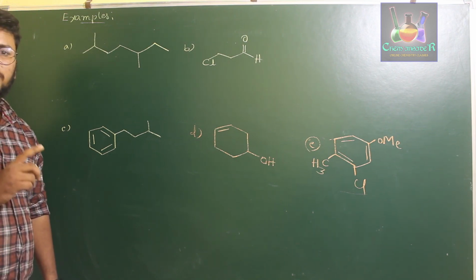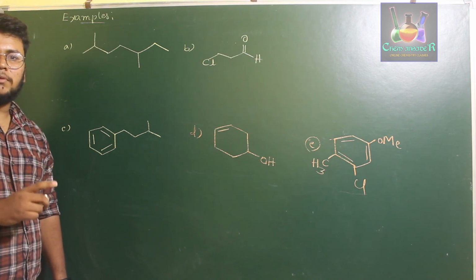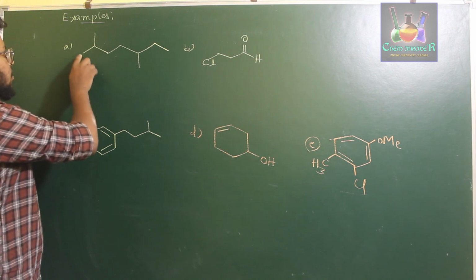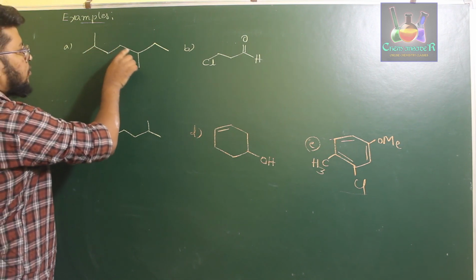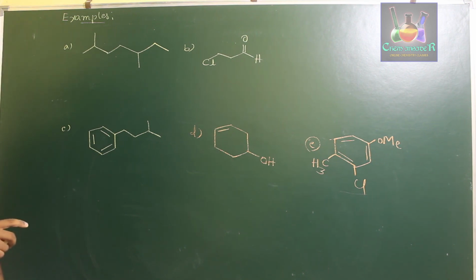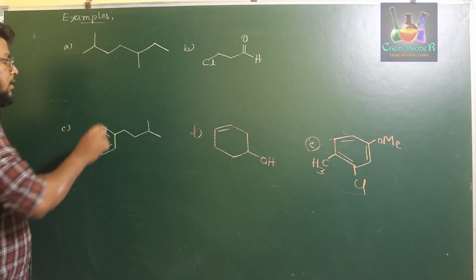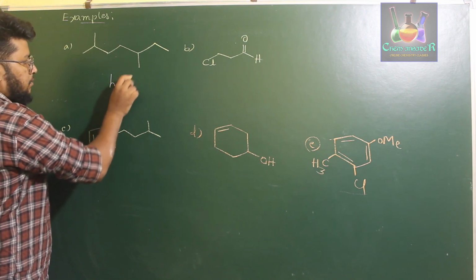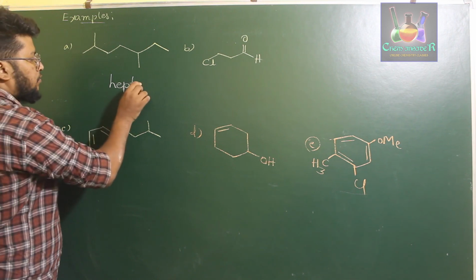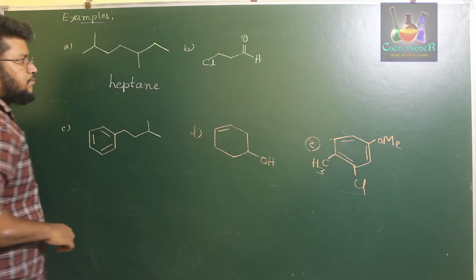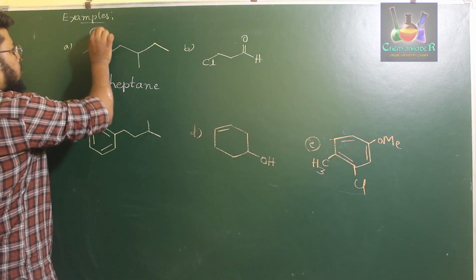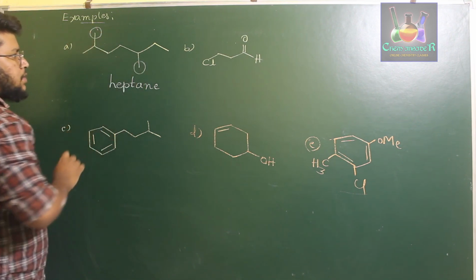First one is, we need to calculate the highest number of carbons present in the parent skeleton. So the highest carbon chain is 1, 2, 3, 4, 5, 6, 7. So there are 7 carbon atoms in the highest parent chain. So 7 carbon atoms, root word is hept. Since there is no indication of any double bond, this is clearly heptane. Now for the substitution, you can consider this carbon atom and this carbon atom as the substitution.